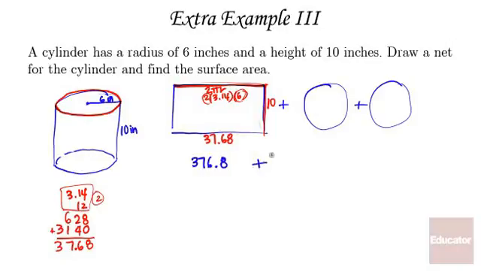Then, plus, I have to find the area of that circle. The area of a circle is pi r squared. Pi is 3.14. The radius is 6. So 3.14 times 6 squared. Remember, we have to take care of this exponent first. 6 times 6 is 36. So it's 3.14 times 36.